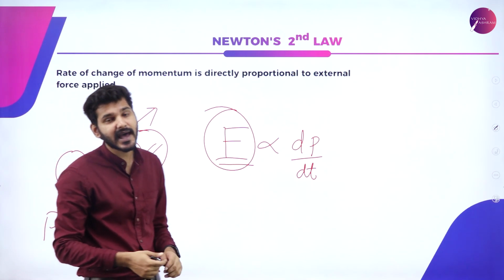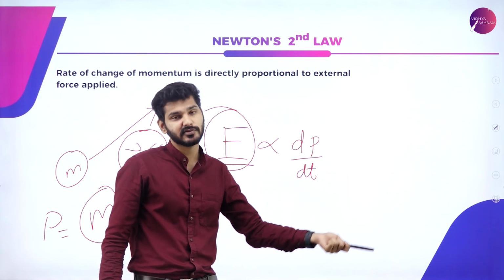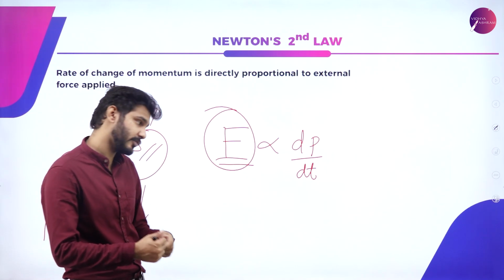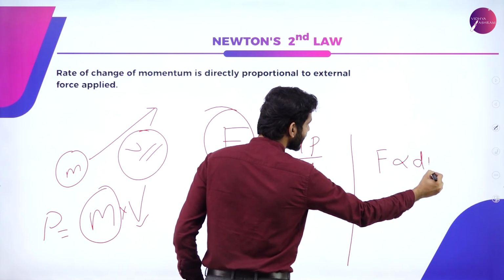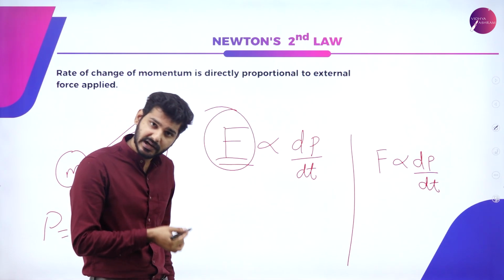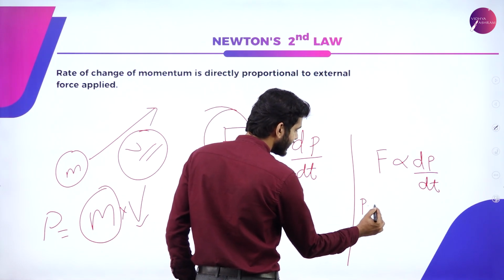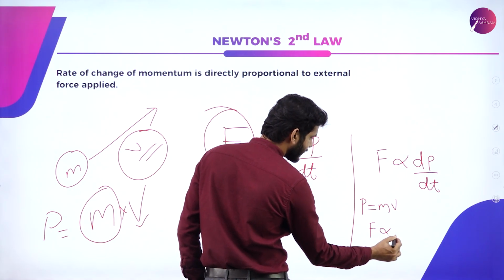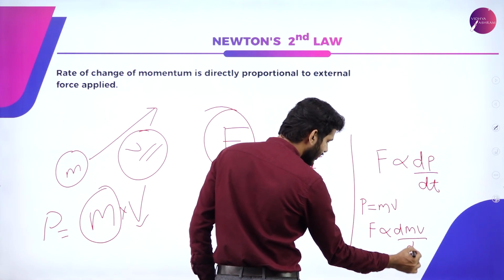So you can clearly say that force is directly proportional to the rate of change of momentum. With respect to time, the change in momentum depends on the force I am applying. Mathematically, you can represent it as F is directly proportional to dP by dt. Again, there is a small derivation in this part, which is very simple. You just write down P is equal to mv. So we know that F is directly proportional to dP by dt, or simply d(mv) by dt.